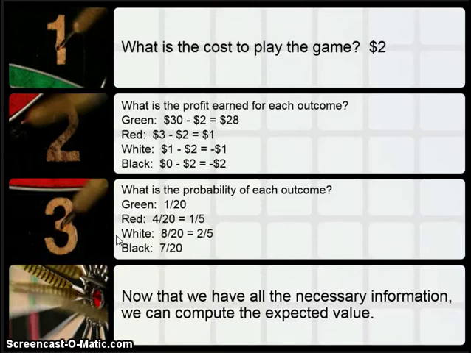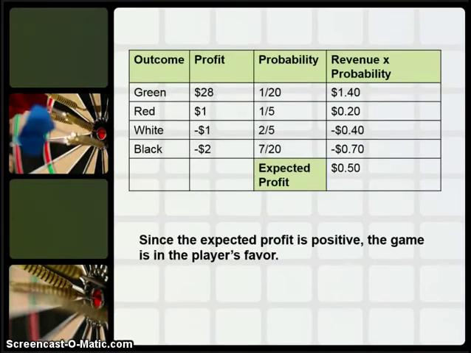Now that we have each of these 3 pieces of information, we can compute the expected value of the game. Let's organize all of our information in a table and do our calculations. So I've listed each of the outcomes, the profit for each outcome, the probability of each outcome occurring, and this last column is for my computations. So here we go. For green marbles, the profit's $28, and the probability is 1/20. So the first thing I need to do is take my profit and multiply it by the probability. So that means that I have $1.40.